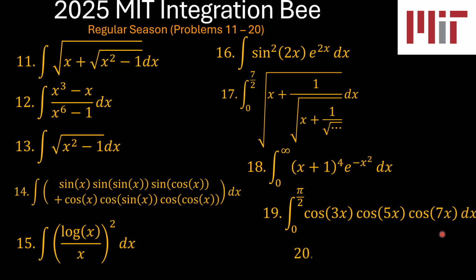Problem 20, an interesting problem, a definite integral from x equals negative 1 to x equals 1 of e to the power 2x times sine of the hyperbolic sine of x. So really interesting problems. I hope you stick around and see how we may be able to solve these problems. We're going to look at two methods to solve this problem 11.